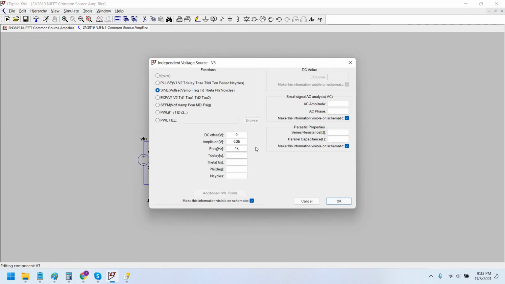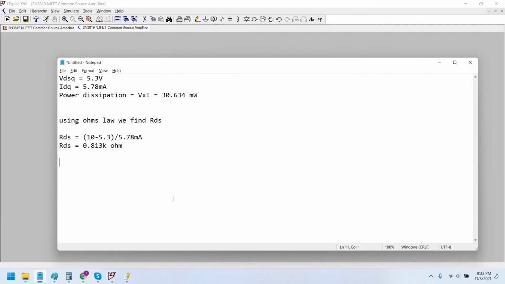Okay, and our input was 0.5 volt peak to peak. V out comes to be equal to 2.2 volt peak to peak. V in was 0.5 volt peak to peak. Therefore gain would be V out upon V in equals 2.2 divided by 0.5, which is 4.4 volt per volt.